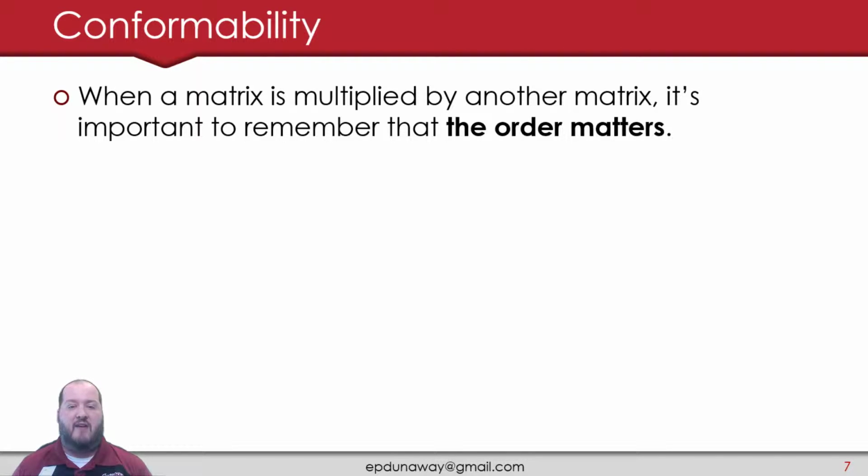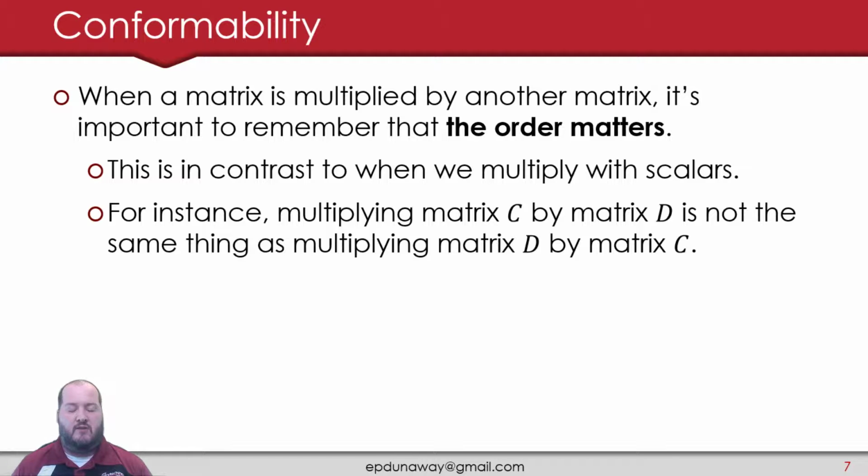And the first thing I have to emphasize is that the order of the matrices matters. Depending on which matrix comes first can give us different results. And in fact, the way we order the matrices can actually determine whether we have conformability or not. So anyways, to emphasize this a little bit more, this is different than what happens when we multiply by scalars. You know, we were taught when we were learning basic algebra that 3 times 2 is the same as 2 times 3. That's not the case with matrices. Multiplying matrix C by matrix D is not the same thing as multiplying matrix D by matrix C.